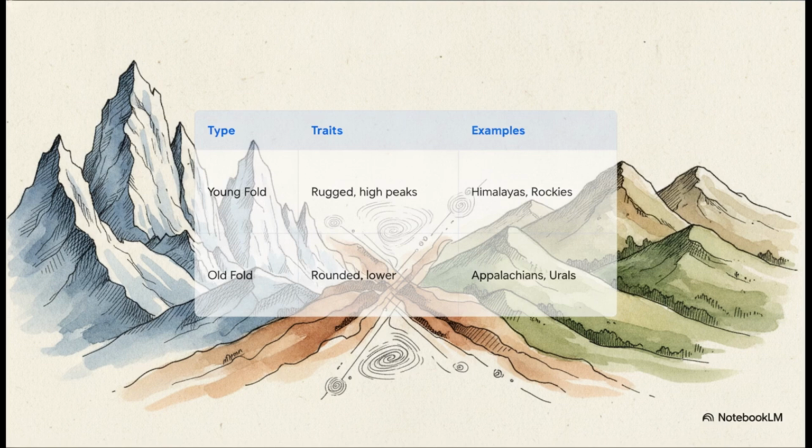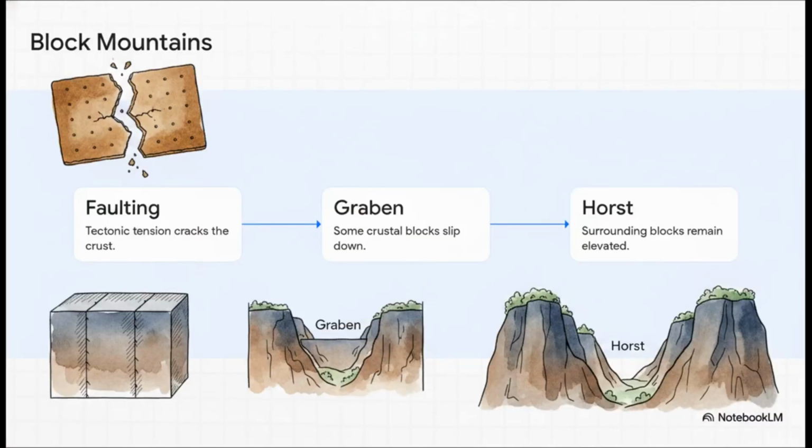In contrast, old fold mountains, like the Appalachians in the USA and the Urals in Russia, formed hundreds of millions of years ago in the Paleozoic era. Exogenous weathering has basically worn them down over deep time, giving them a much lower elevation and gentle, rounded profiles. But what if the Earth's crust is being pulled apart instead of pushed together? Well, this endogenous tension leads to block mountains.